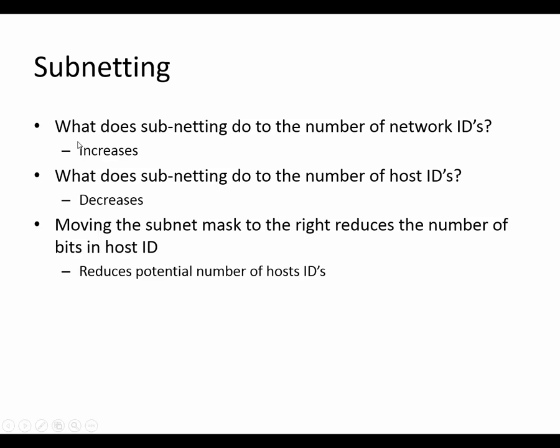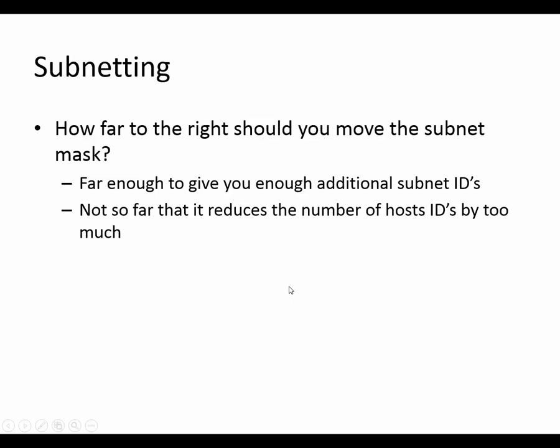Here's some questions for you. What does subnetting do to the number of network IDs? Well, it increases them. That's why we do it. Then, what does subnetting do to the number of host IDs? Well, it decreases them because we're moving the subnet mask to the right. So, a disadvantage of subnetting is that moving the subnet mask to the right reduces the number of bits in the host ID and reduces the number of potential hosts in that network.